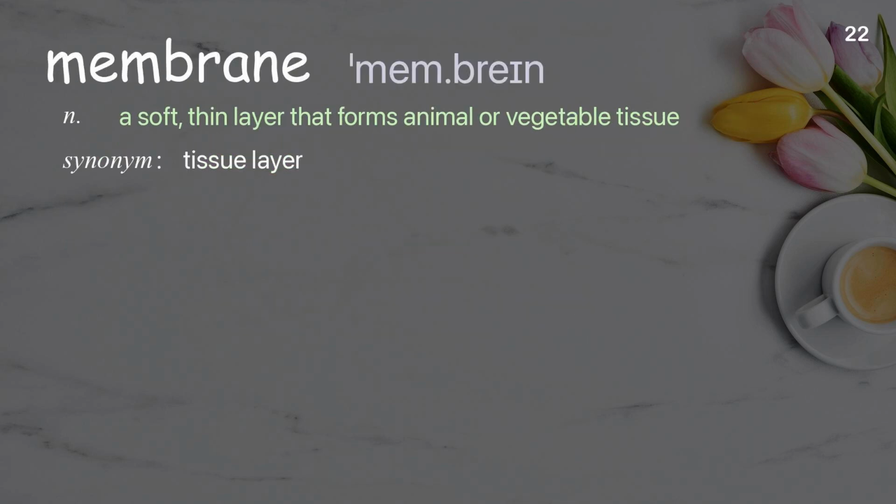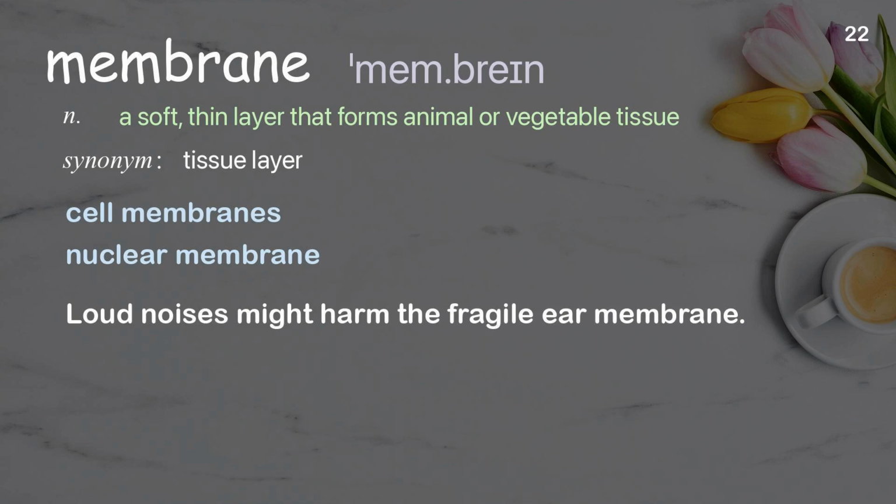Membrane. A soft, thin layer that forms animal or vegetable tissue. Examples: cell membranes, nuclear membrane. Loud noises might harm the fragile ear membrane.